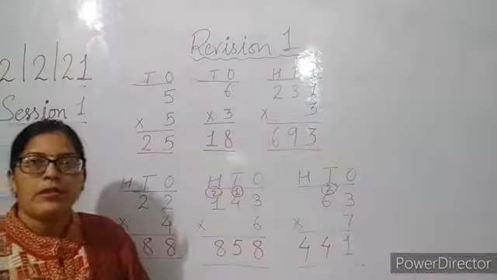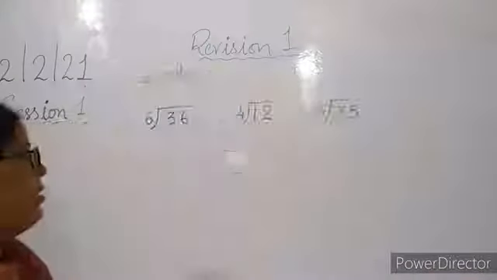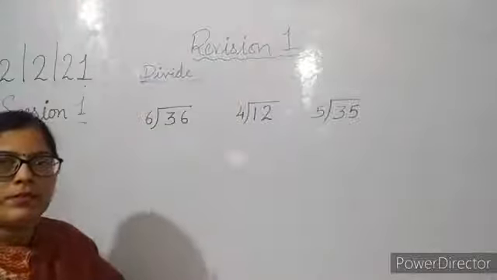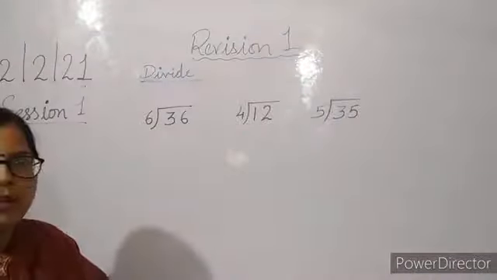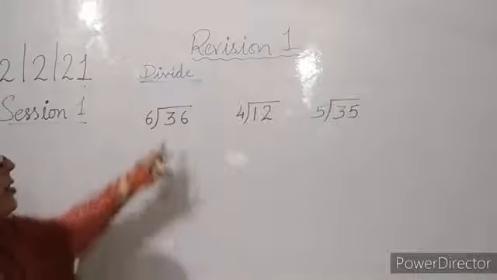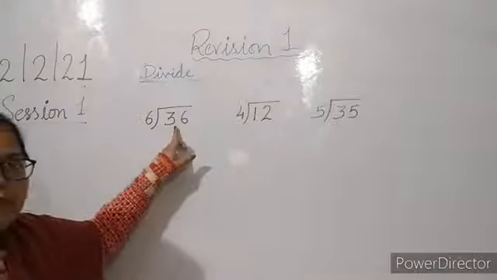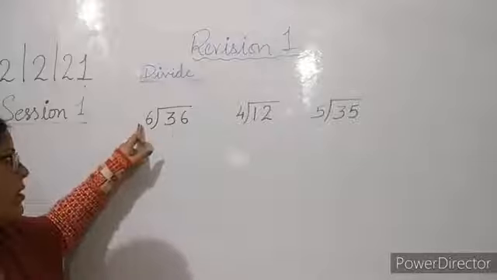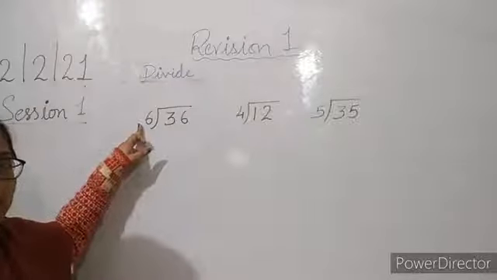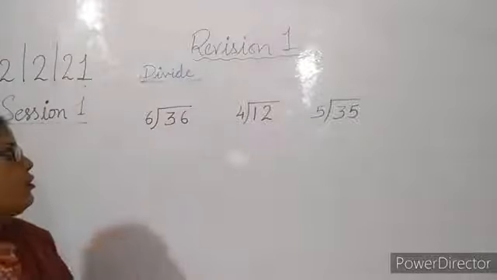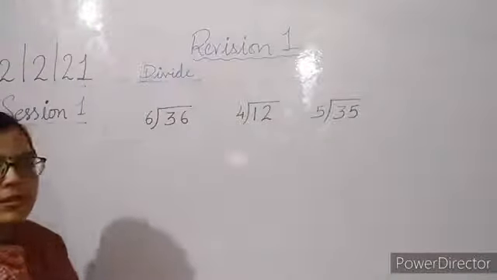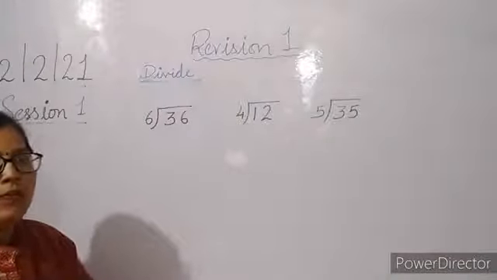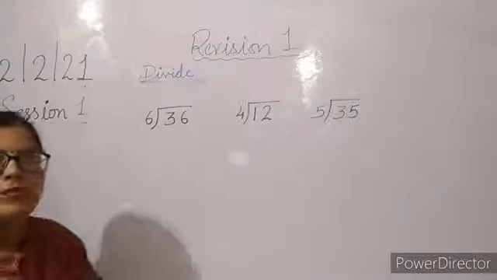Now we'll solve some division questions. Here are some division questions. The first question is 36 divided by 6. 36 is the dividend, the number which we divide, and 6 is the divisor, the number by which we divide. To divide, you need to recall the table of 6 and find out by how many times you get 36 in the table of 6.